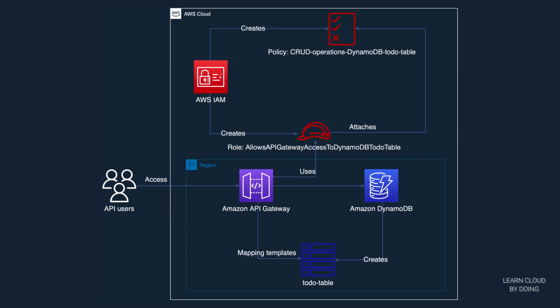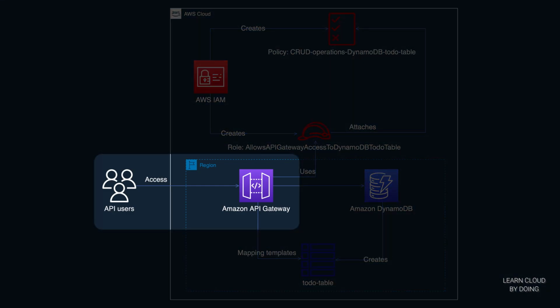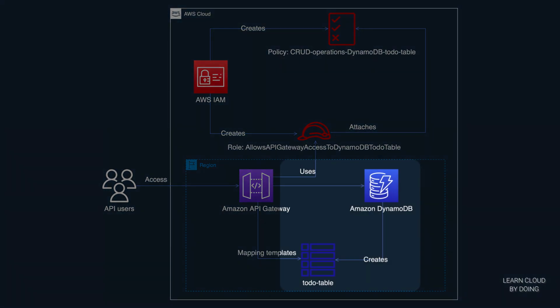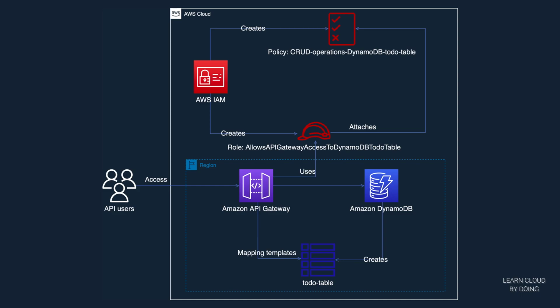This tutorial shows you how to integrate two serverless cloud services, Amazon API Gateway and Amazon DynamoDB, to create a cloud-native to-do REST API.